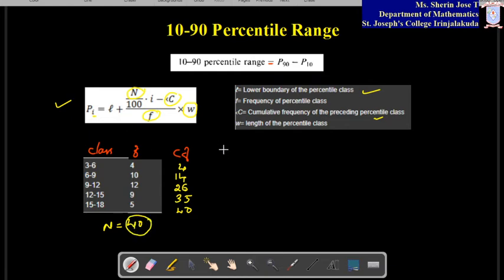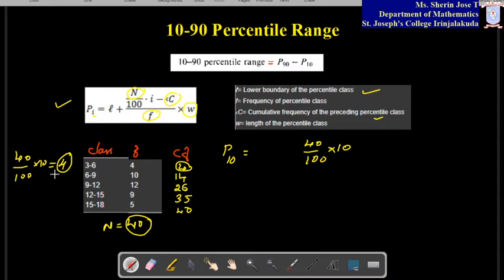Okay, so first we have to find P10. So how to write the formula? You have to find N by 100 into i first. So N is 40 by 100 into i is 10. 10 means this suffix value, that is into 10. So what is this? This is coming as 4, correct? So here on this side I'll do 40 by 100 into 10 equal to 4, correct? So 4, where comes in this cumulative frequency, here comes 4, exactly 4 value is there.